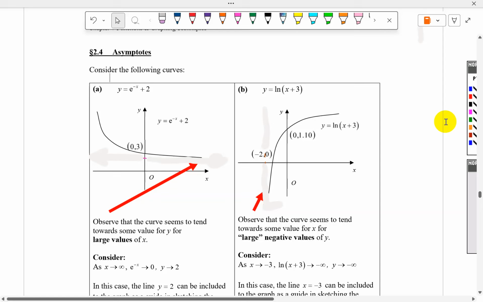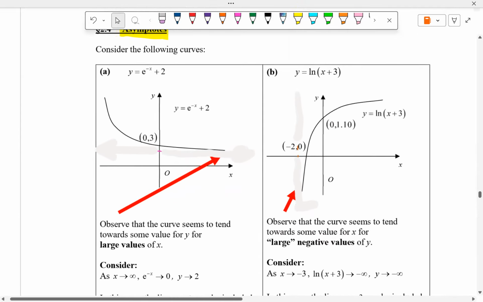Okay, in this video, you'll be introduced to the idea of asymptotes, and later on you'll also be learning how to determine the equations of asymptotes for certain kinds of graphs. So let's just introduce you to a brief idea of two types of asymptotes.